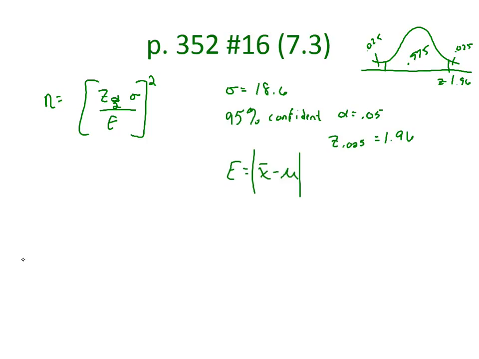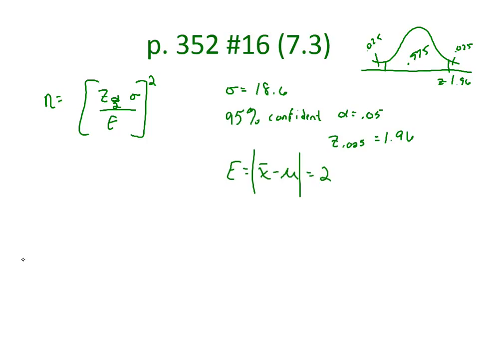I should say the absolute value of that. That's what it's asking. What is the difference between the sample mean and the true population mean? How far am I allowing that to be wrong? In this problem, I'm allowing it to be wrong by 2 hours. That's going to be my plus or minus amount when I get done with this problem.